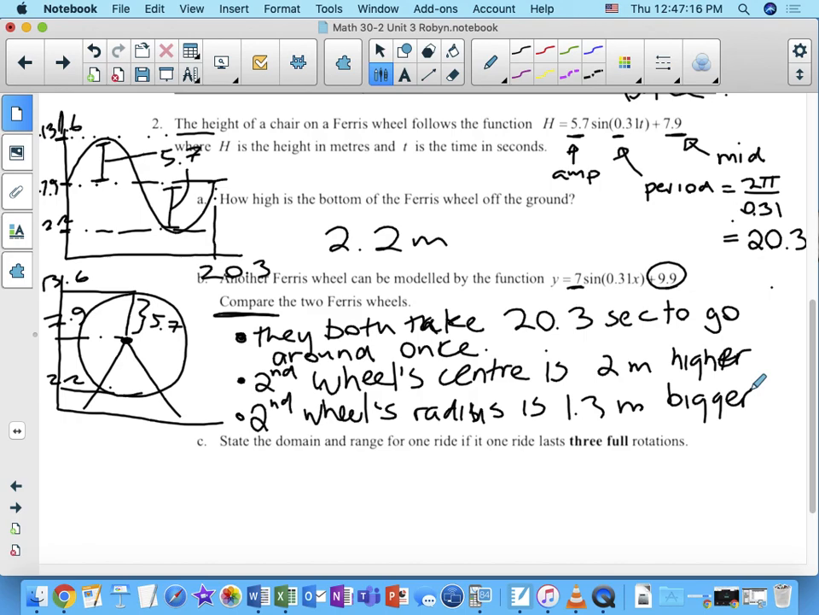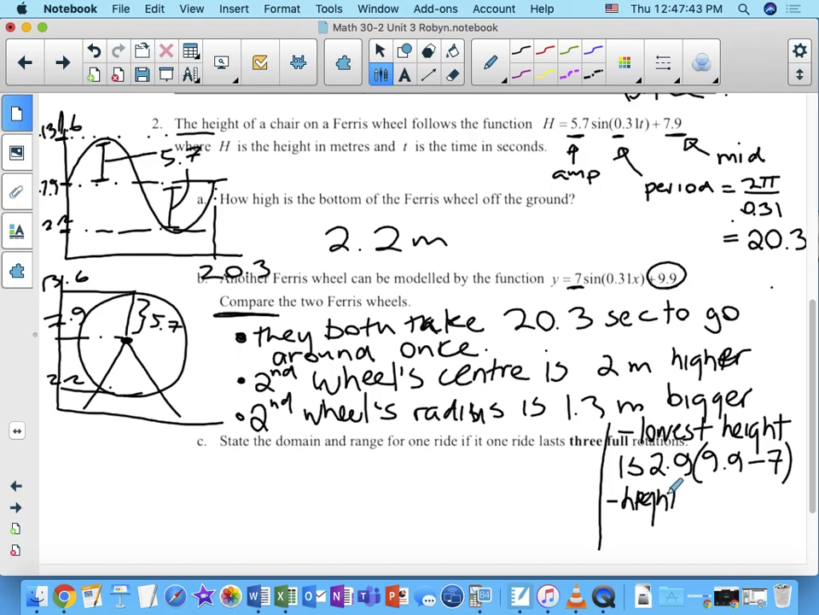So I'll do this here. Your lowest height is 2.9, and you might want to put in brackets 9.9 minus 7. And your highest height, I feel like that's highest height. Like that should be a song or something. I think it is a song. Is 16.9, which is 9.9 plus 7. Living on the wild side, you're going a lot higher on that one.